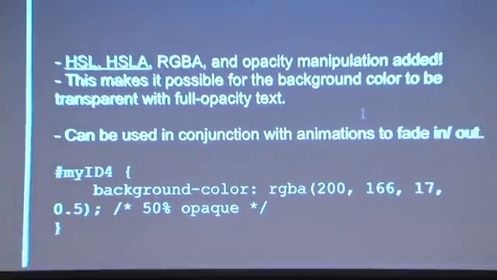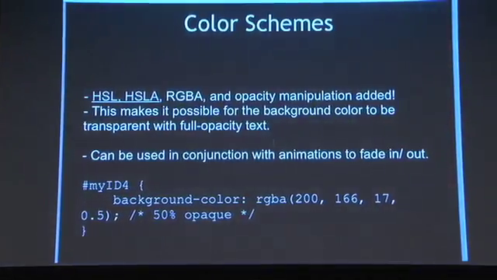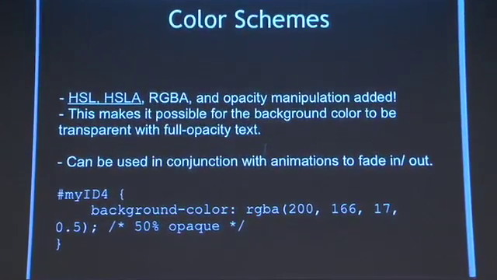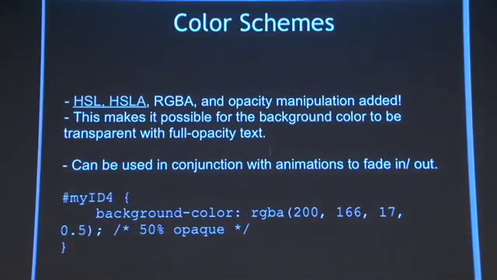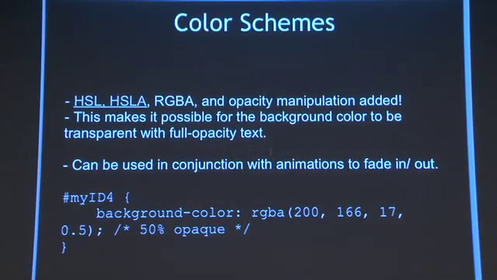And there are new color schemes that are supported by CSS3 as well. I put a link to Wikipedia for HSL, hue, saturation, and light. And then HSLA is just the same thing with an alpha component, so changing the opacity. RGBA, red, green, blue, and then alpha. So again, the ability to change the opacity of this color is a cool thing to have.